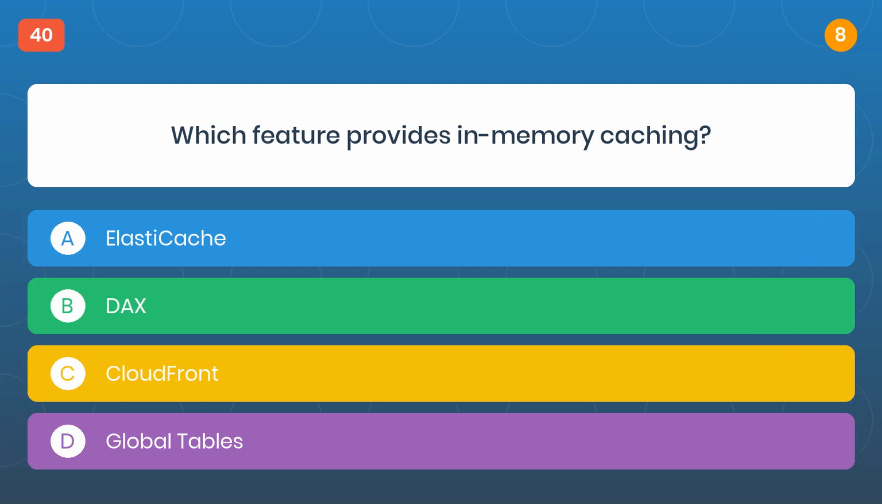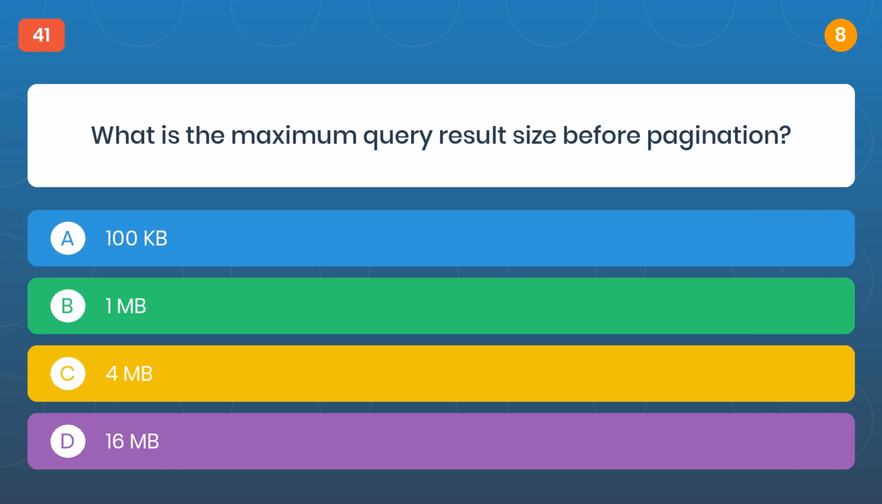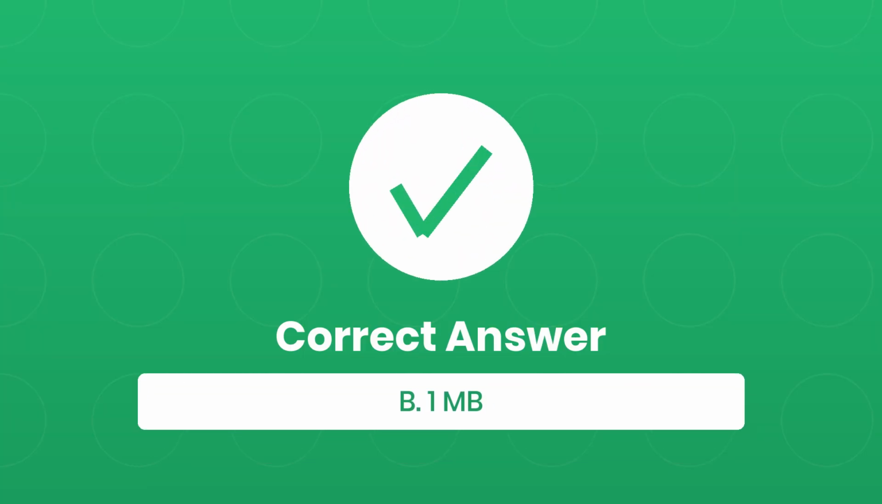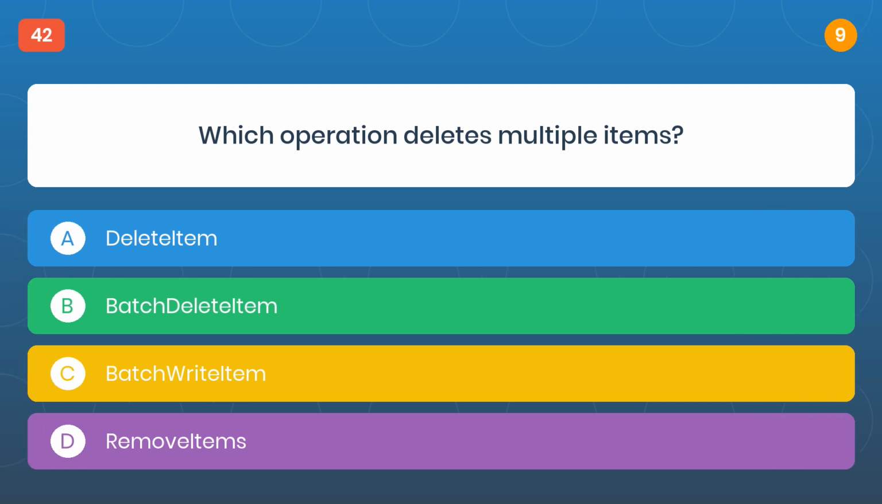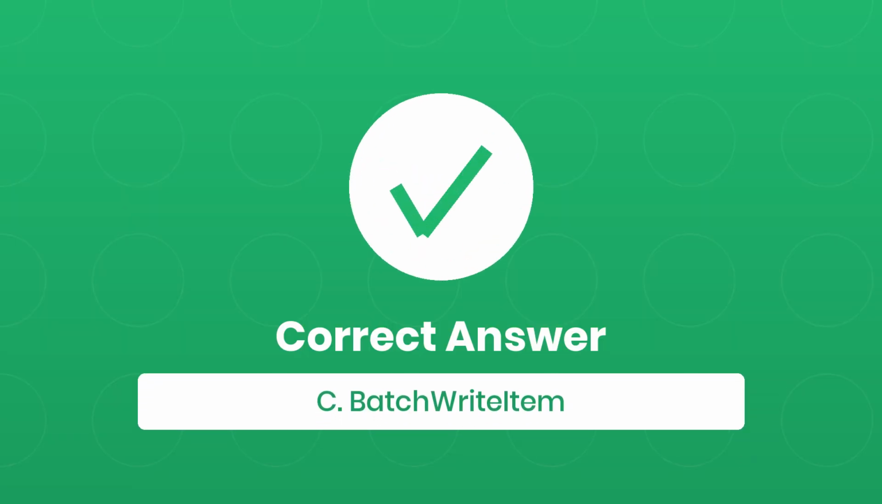Question 40. Which feature provides in-memory caching? The correct answer is B, DAX. Question 41. What is the maximum query result size before pagination? The correct answer is B, 1 megabyte. Question 42. Which operation deletes multiple items? The correct answer is C, batch write item.